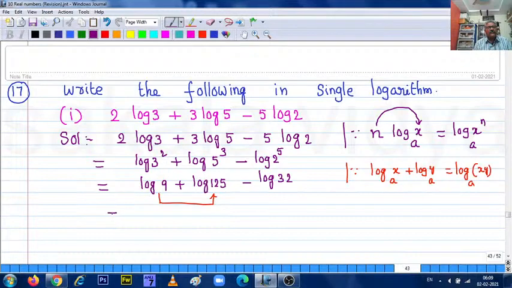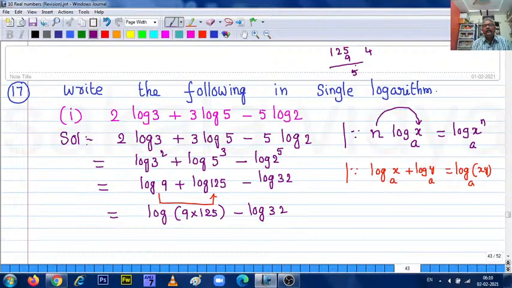So the next step is log of 9 into 125 minus log 32. Now 125 into 9 you need to multiply. 9 fives are 45, 9 twos are 18, 18 plus 4 is 22, note down 2. 9 ones are 9, plus 2 is 11. 1125. This is logarithm of 1125 minus log 32. How does it appear?